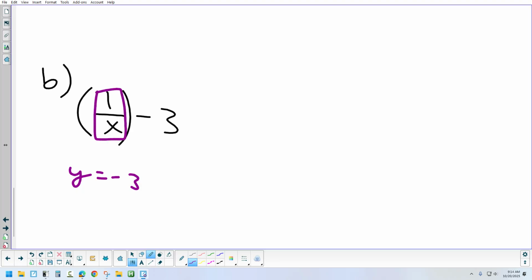The part in the box, as we let x get bigger and bigger and bigger, that fraction is going to get smaller and smaller. As this fraction continues to get smaller, it approaches 0. Never reaches, but it gets very close. And 0 minus 3 is -3.